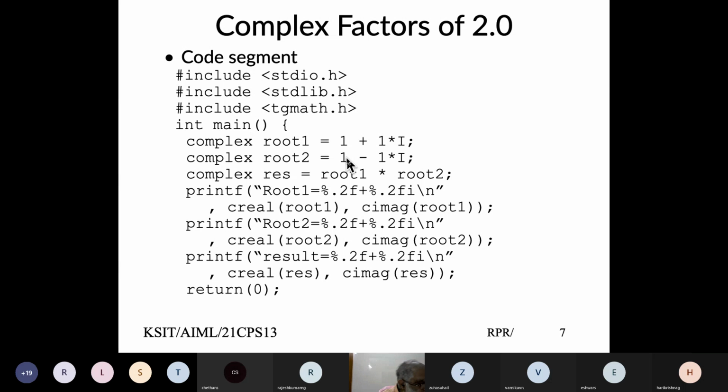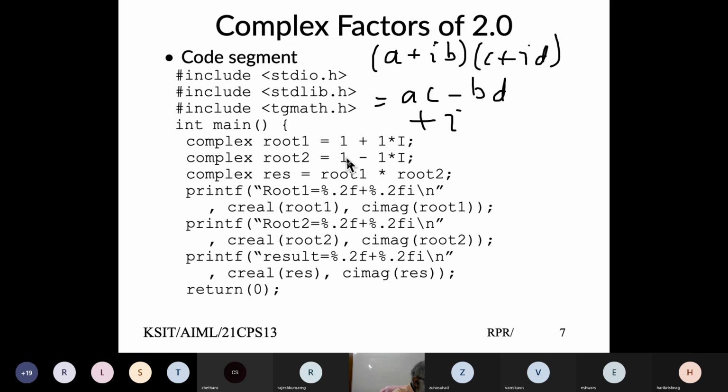So if I multiply two numbers such as A plus iB into C plus iD, the answer would be AC minus BD plus i times (AD plus BC). So this multiplication is automatically taken care of when you include the complex numbers.